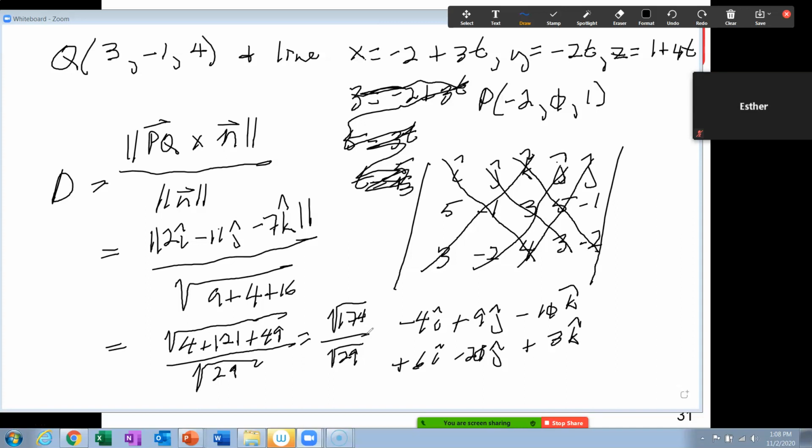2 minus 11 minus 7, that was right. I think it's my punching in the numbers. So let me try this again. 174. I think my square root sign did not work. Divided by the square root of 29, equals 2.45 approximately. And yeah, that's what they got, 2.45.